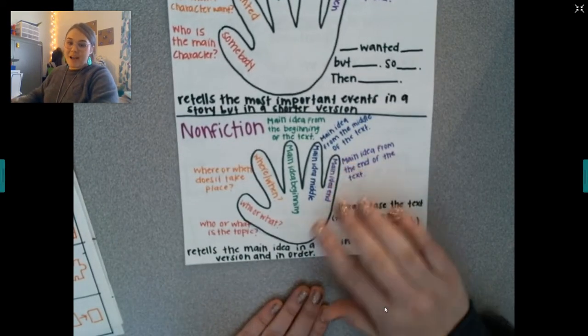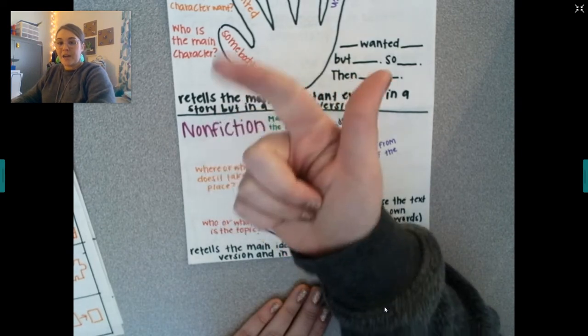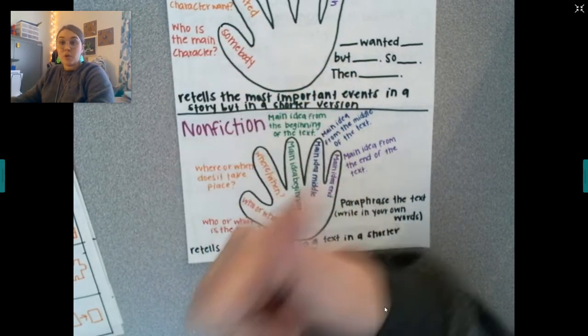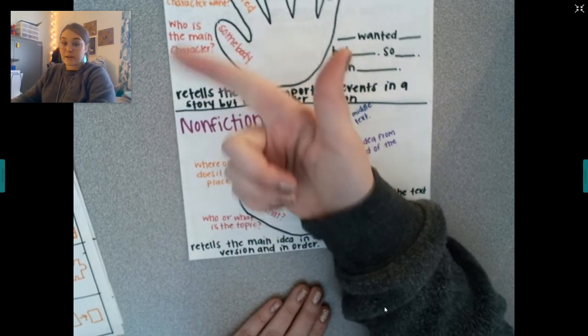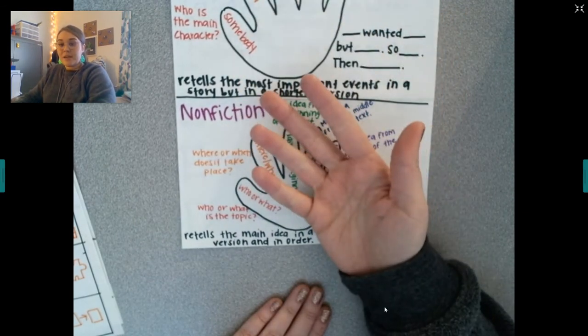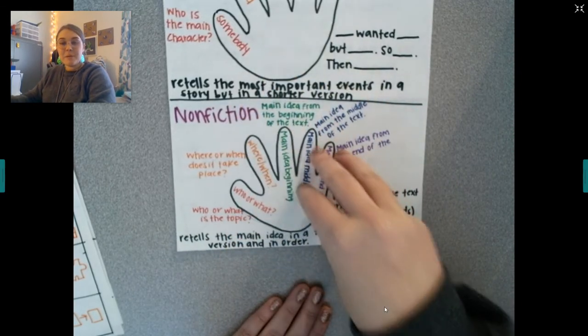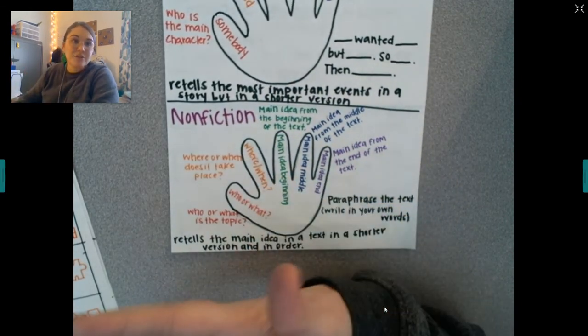When we summarize nonfiction text, our first sentence should be the who or the what and where or when it takes place. So who is it about? Where does it take place? And then your 3rd, 4th, and 5th sentences you should tell me a main idea from the beginning, the middle, and the end. And remember, when I say main idea, I mean central idea.